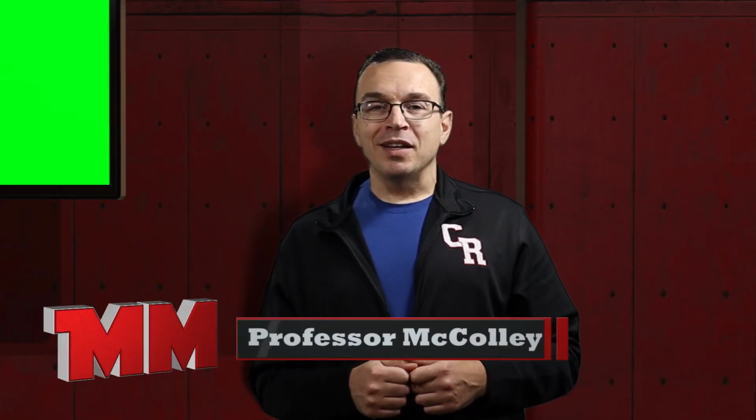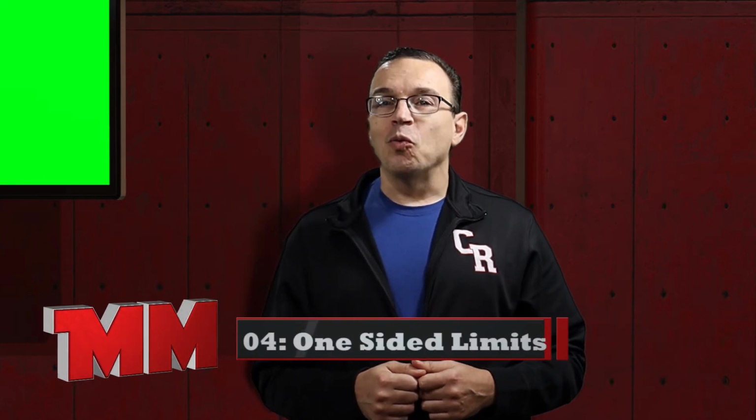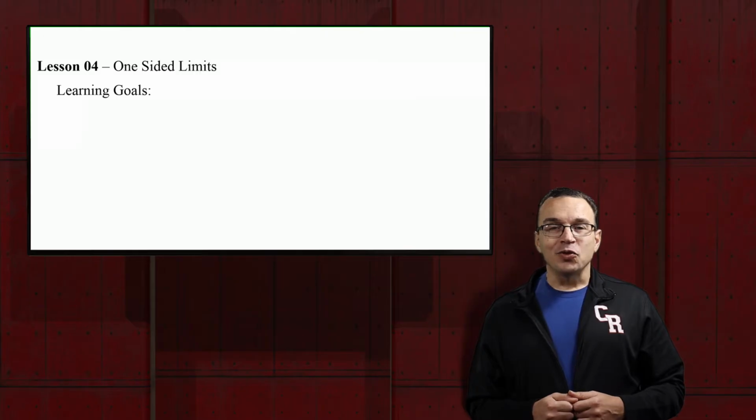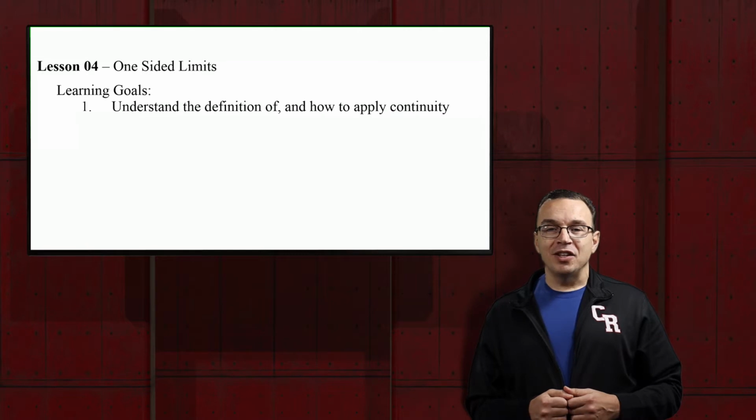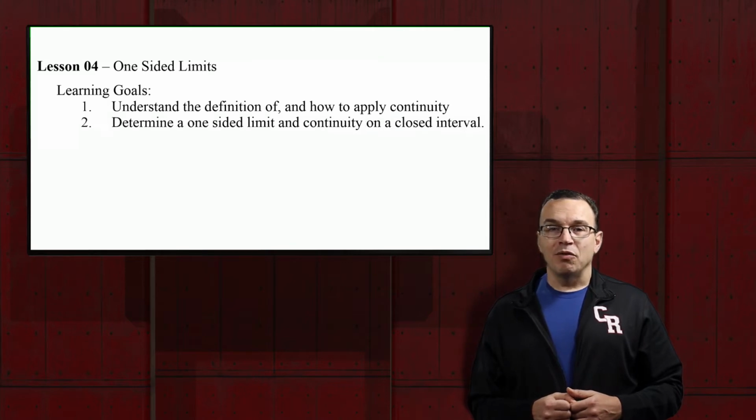Hello, I'm Professor Macaulay, and this is Math 200 Calculus 1, lesson number 4 on one-sided limits. Our goals for today: we're going to understand the definition of and how to apply continuity, determine the continuity on a closed and open interval, determine a one-sided limit on a closed interval, and apply the intermediate value theorem.